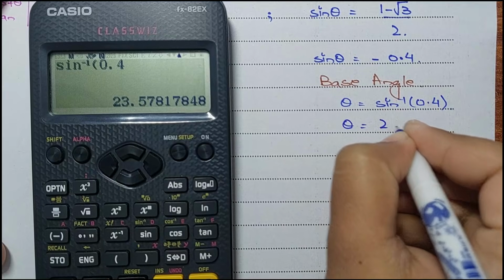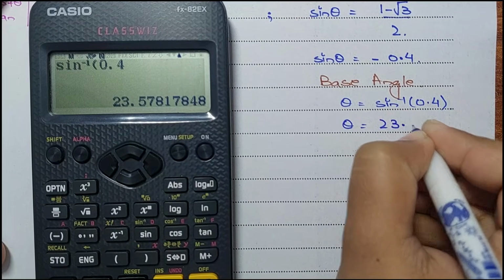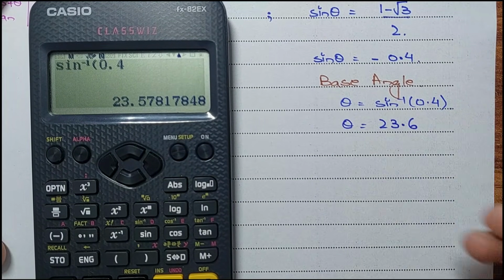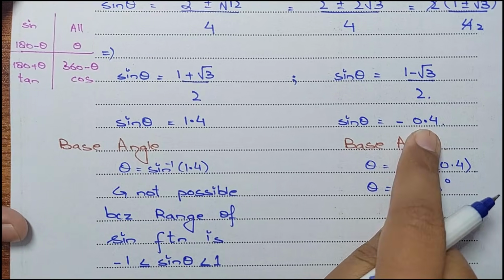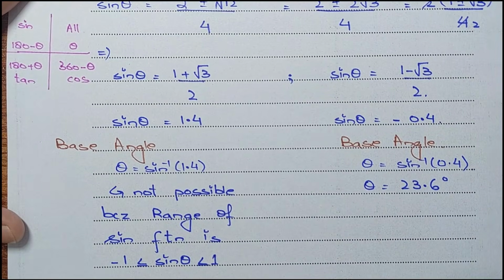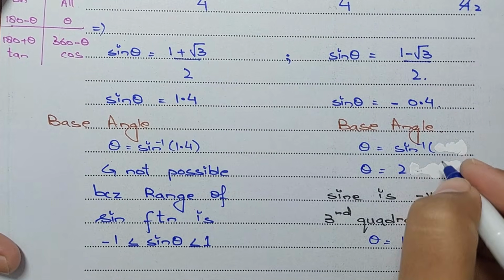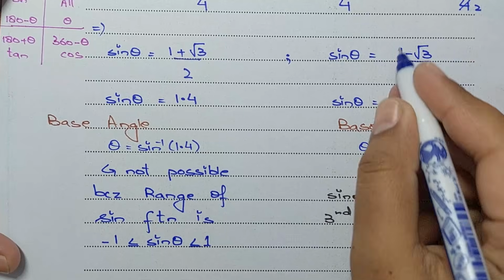Theta is 23.6 degrees. This is your theta. Okay, so we got the value for theta. Now sine is negative in which quadrant? In the third and fourth quadrant, right? So here I would like to consider this whole thing.